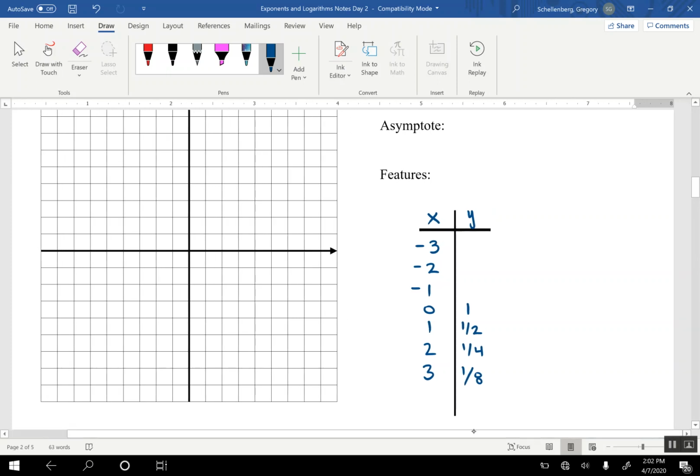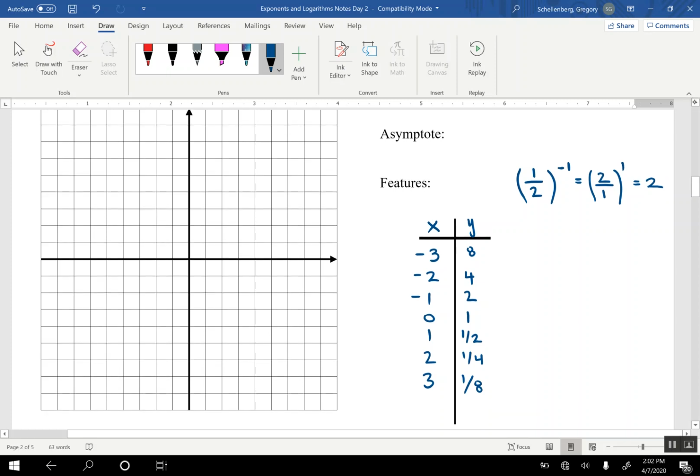So what happens if x is -1? We have 1/2 raised to the power of -1. A negative exponent tells us to reciprocate the base. So this becomes 2/1, which is just the integer 2. The exponent becomes positive, so this becomes 2. Okay, and you can see the pattern emerge here. To the power of -2 is 4, to the power of -3 is 8. So we have 7 different points that we can plot here.